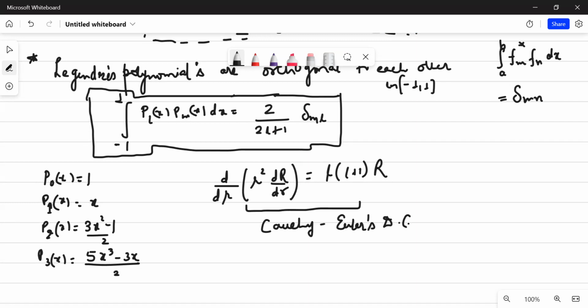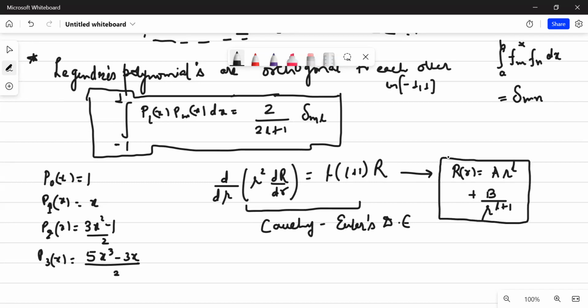Cauchy-Euler differential equation. I did it somewhere, if you remember. If you solve this a little, you'll find that this is a Cauchy-Euler differential equation, and the solution to this particular differential equation will come out as R as a function of r. You will have some A r to the power L plus B upon r to the power of L plus 1. This is the solution that we'll get.